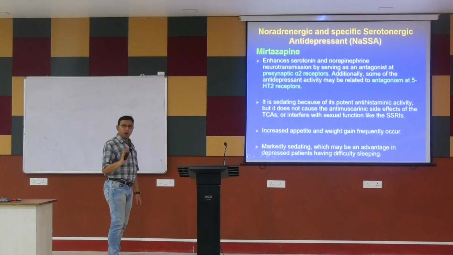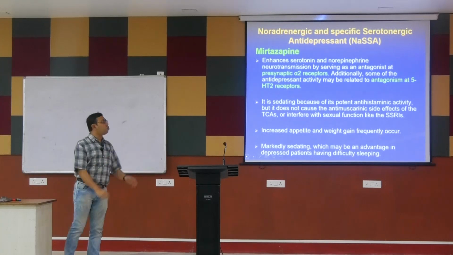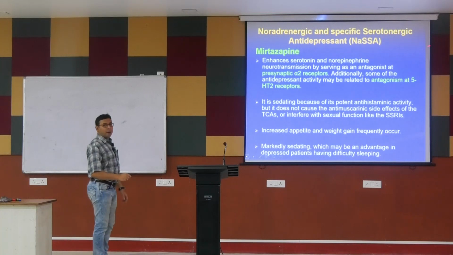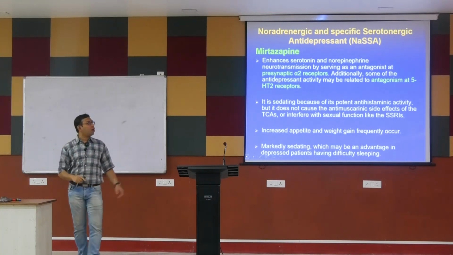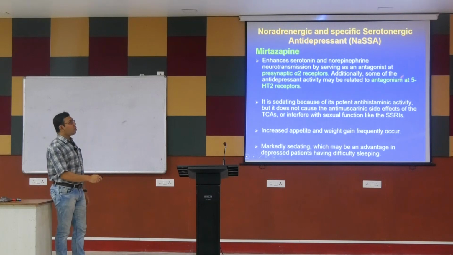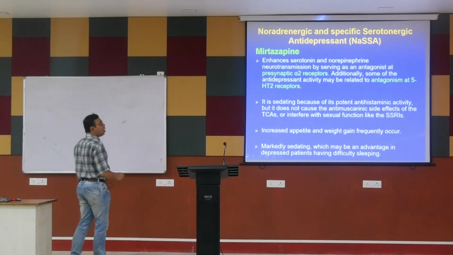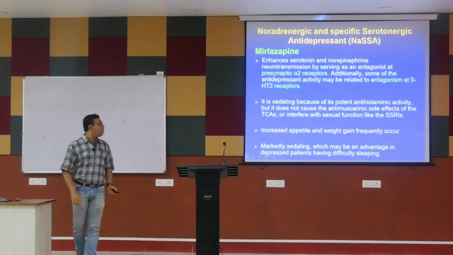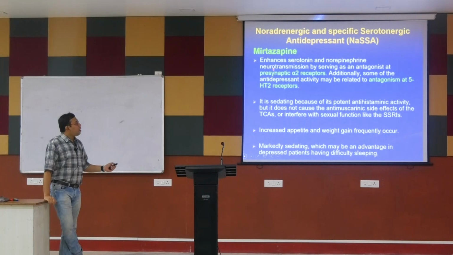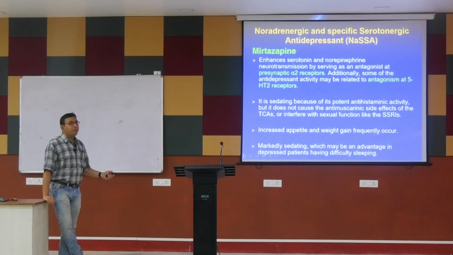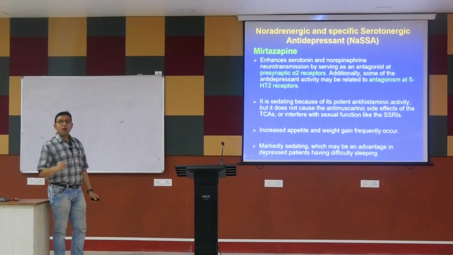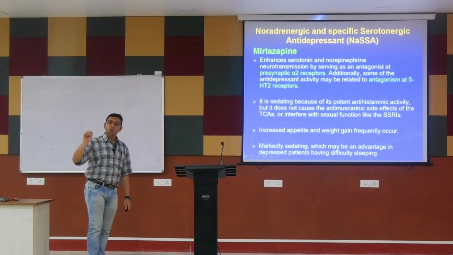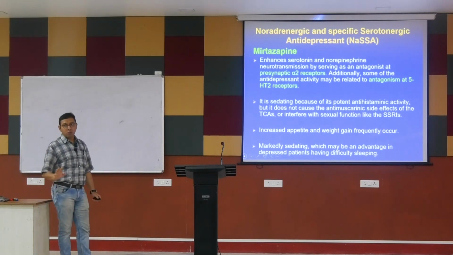Mirtazapine is used more commonly in comparison to nefazodone. They are presynaptic alpha 2 receptor antagonists. So it antagonizes the presynaptic alpha 2 receptor, in addition to the antagonism at the 5-HT2 receptor. That's why they are known as noradrenergic and specific serotonergic antidepressants. And this mirtazapine is very sedating because of its potent antihistaminic effect. That's why for those depression patients who have a very high level of insomnia, we usually use mirtazapine. Mirtazapine is commonly used.